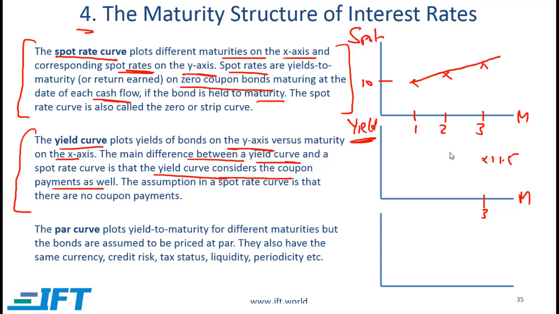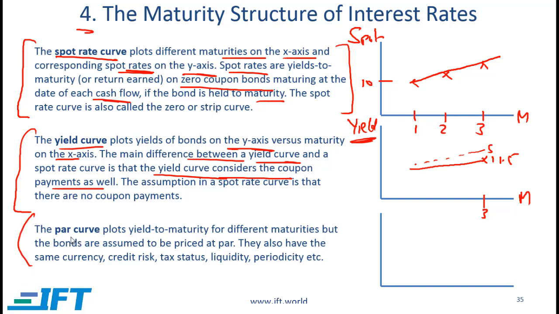You don't really need to know this, but generally speaking, if you have an upward sloping yield curve, then the spot rate curve will be above the yield curve. But the larger point here is to recognize that the yield curve plots yields against maturity and the spot rate curve plots spot rates against maturity.